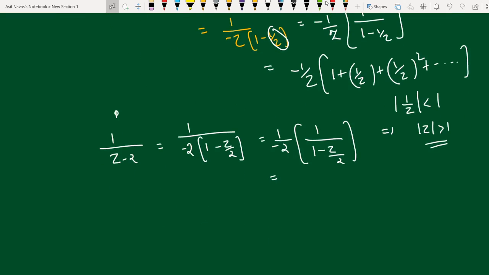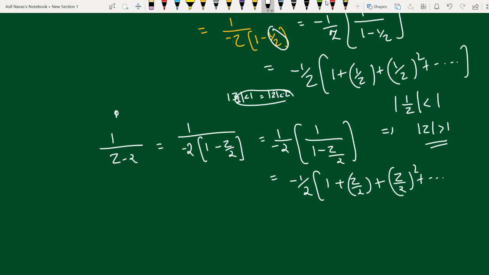So if you expand this, it is valid when mod 1 by z less than 1, which implies mod z less than 1... so this is equal to minus 1 by 2 into, if you expand this, 1 plus z by 2 plus z by 2 square plus etc. This is valid when mod z by 2 less than 1, which implies mod z less than 2. So this expansion is valid whenever mod z less than 2, and the other expansion is valid for all mod z greater than 1.